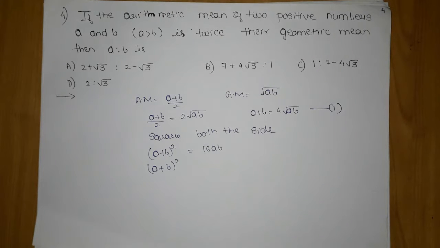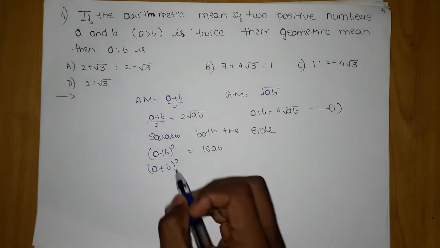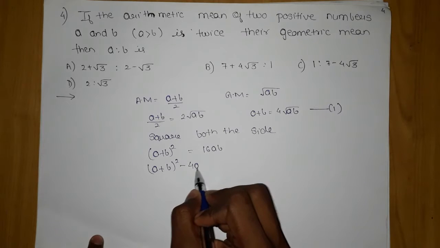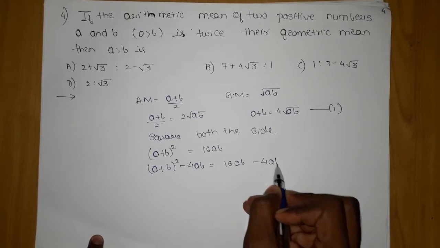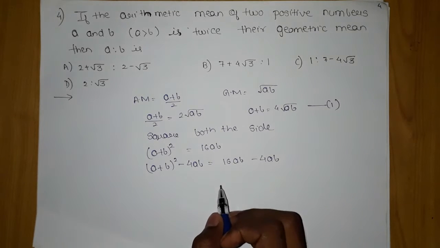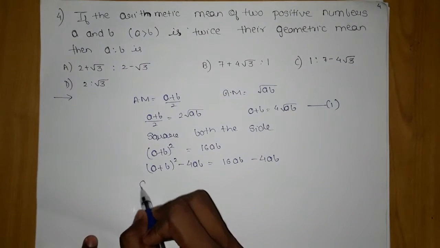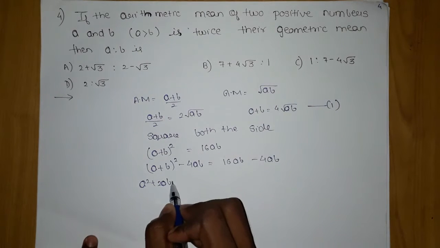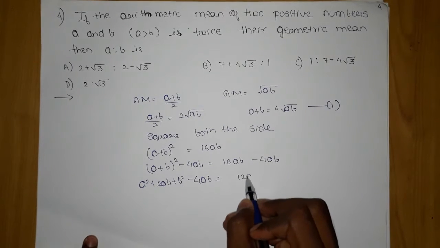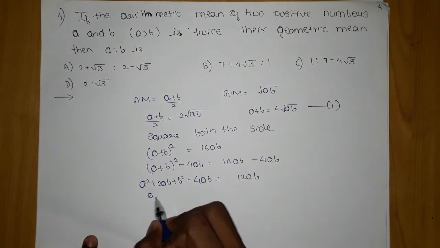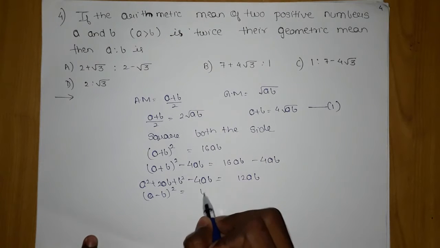And one more thing is that we have done these types of questions at the start of the lecture when we were starting sequence and series. What we will do is add minus 4AB on both sides. If you open it, you will get A square plus 2AB plus B square minus 4AB. This will be 12AB, right? And this will be A minus B the whole square equals 12AB.